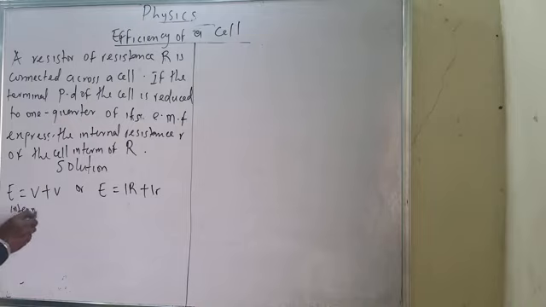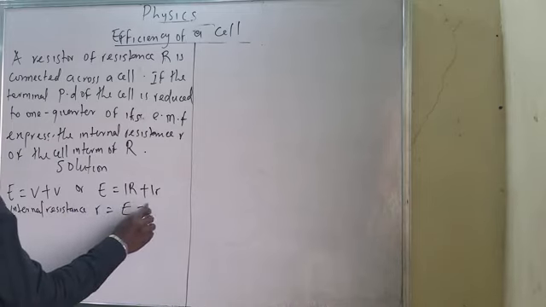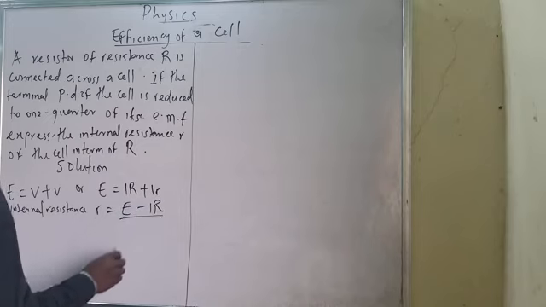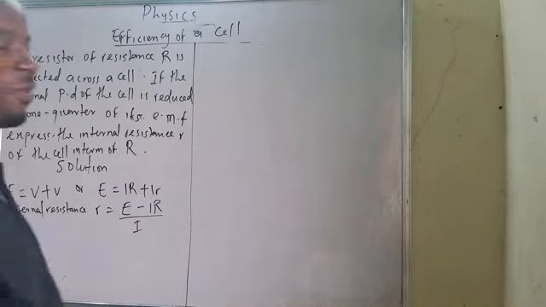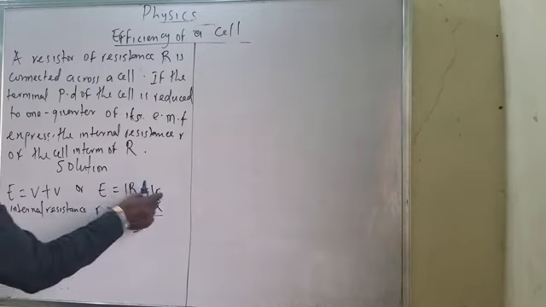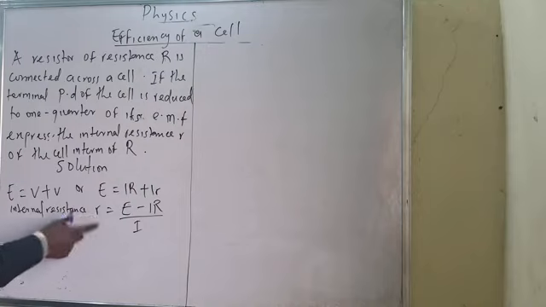By so doing, I can say my internal resistance will be equals to electromotive force minus V, divided by I. Please, what did I do there? I just did mathematics, changing the subject of the formula, which is nothing special. I subtract both sides by this, and I divide both sides by what is attached to what I'm looking for, which is I, current.